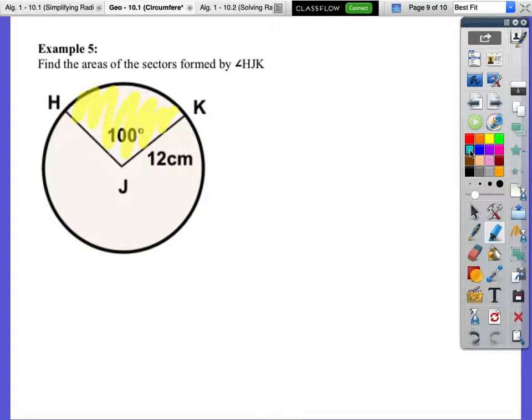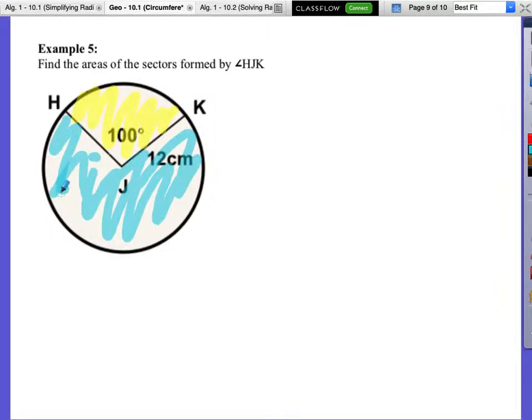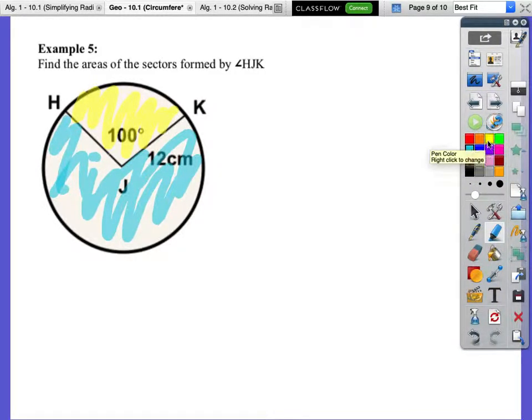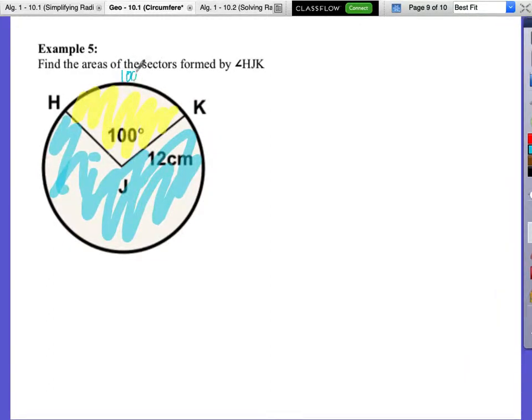Does anyone know what our other sector would be? The rest of the circle. Because technically this really just formed two sectors by doing this, didn't it? Okay? Alright, so Nathan explained that. You're saying, would this be 260 right here for this arc measure? Why? Okay, so this is the central angle. We know this is going to be 100 degrees. That's 100 degrees. This one has to be the remaining 260 degrees for the measurement. Okay? Very astute.